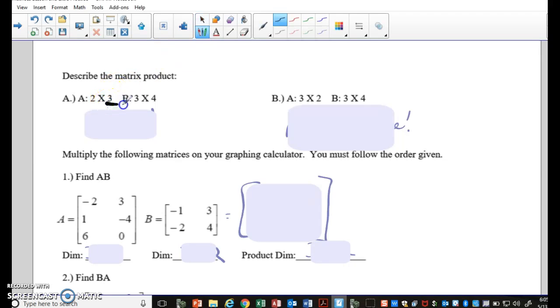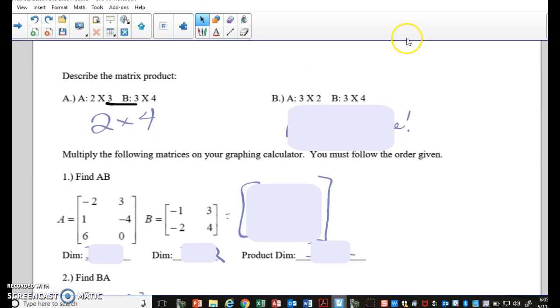Well, we notice that we have a 3 and a 3, so we can indeed multiply these matrices. So what is our final result? It's going to be a 2 by 4. We cancel out those 3's. Oh, there it is, and it's a 2 by 4.